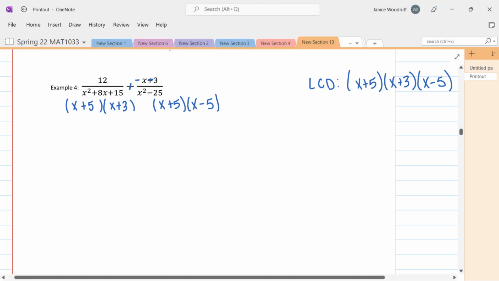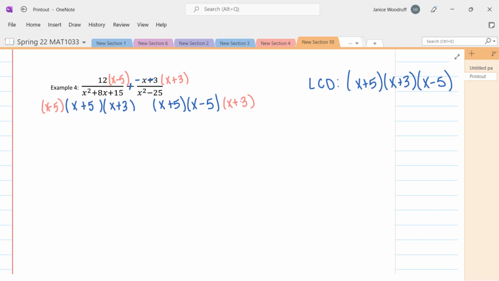All right, multiply each fraction by what's missing. So the first fraction is missing x minus 5, and the second fraction is missing x plus 3. Next step, we will multiply out the numerators.